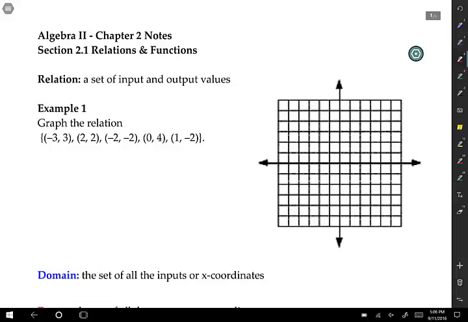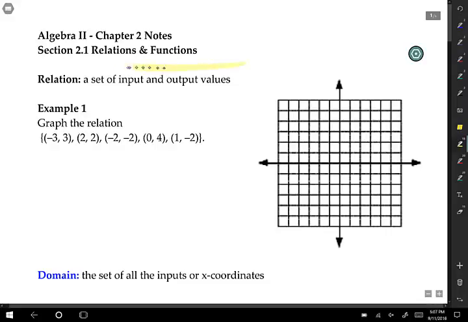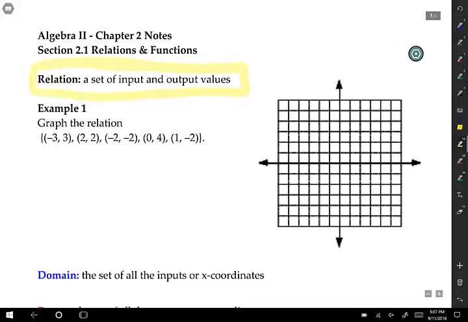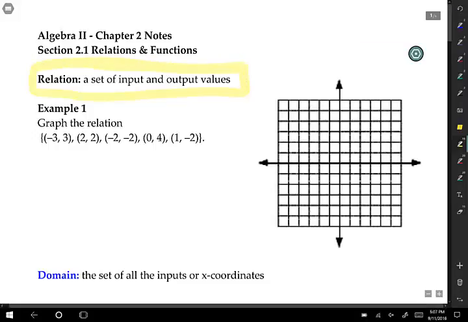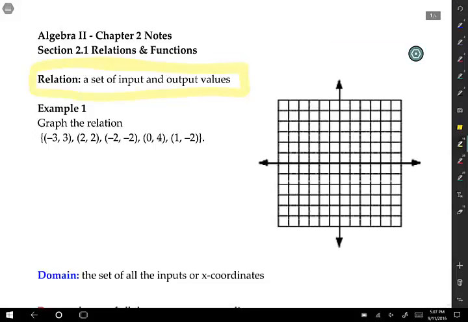Hello, Algebra 2 students. Today, as we move into Chapter 2, we're going to be talking about relations and functions. A relation is one of our basic concepts that we're going to be working with this year, and that is any set of input values. A relation has a lot of different possibilities. Most commonly, a relation is merely a set of points.